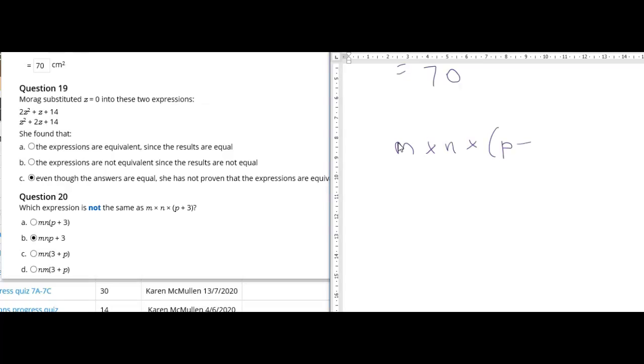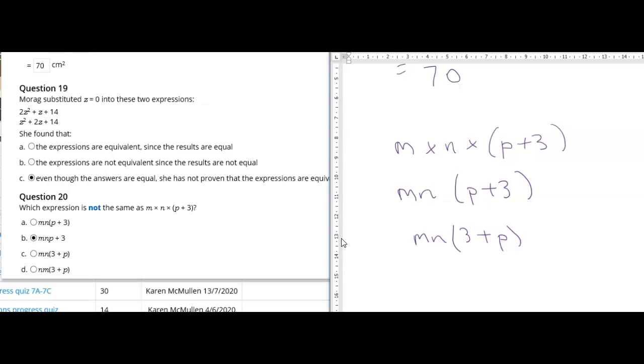Okay, p plus 3. So let's get rid of the multiply signs first. So I've got m n p plus 3. So that's one way of writing it. So we can see that's the first way. Option C, all they've done is switch the 3 and the p, which there's nothing wrong with that. Okay, it's the same thing.